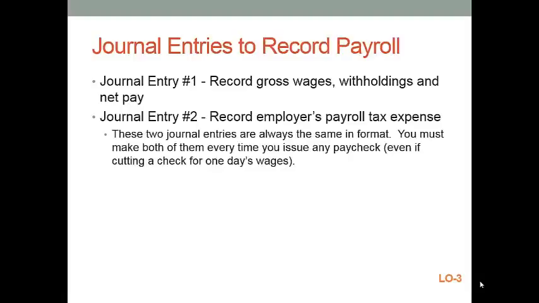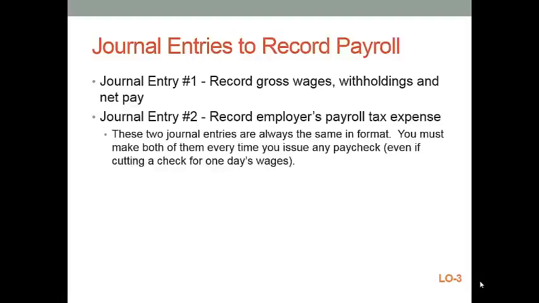I call that the employee journal entry because we're recording anything that has to do with the employee's pay, like their gross wages, all the withholdings that come out of their paycheck, and then their net pay, what the actual check is written for. Journal entry number 2 is where we record the employer's payroll tax expense. I call this the employer journal entry because we are recording the employer's portion of OASDI, HI, and then payroll taxes that are only applicable to employers like SUTA and FUTA.